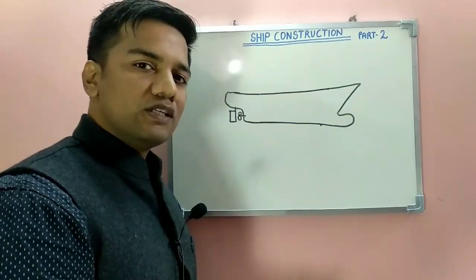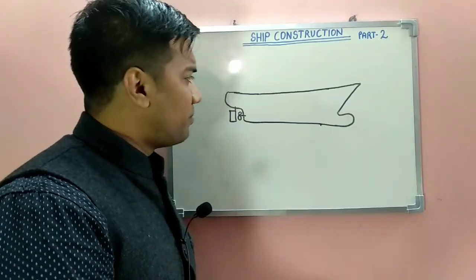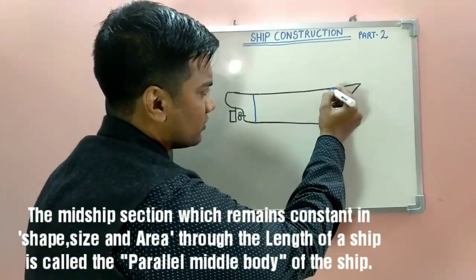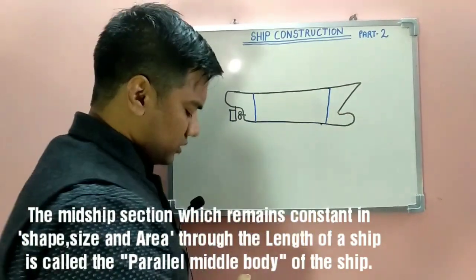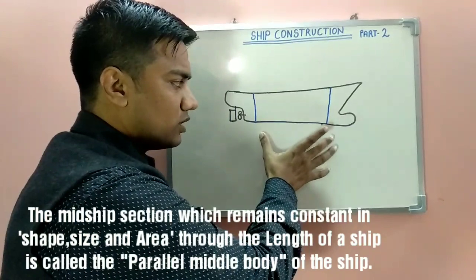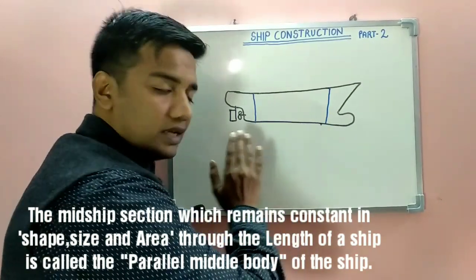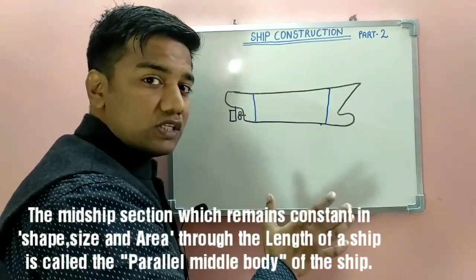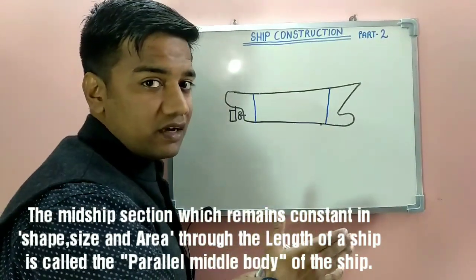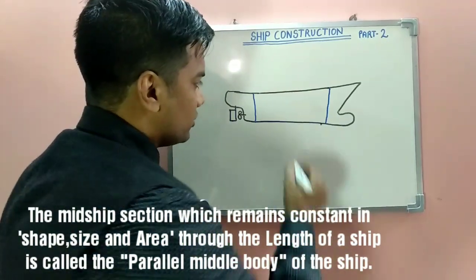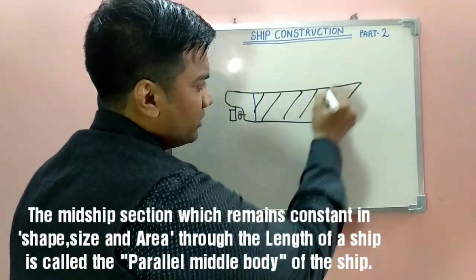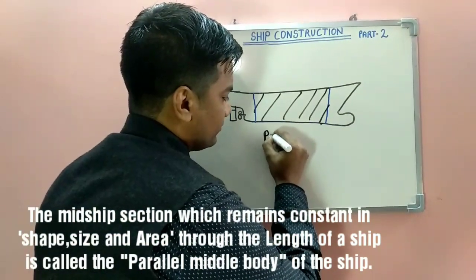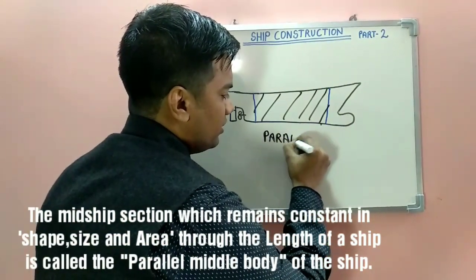The first and foremost is your parallel middle body. Now parallel middle body is this section, as you can see over here. It is the section in the longitudinal or the lengthwise direction of the ship, the midship section, which remains constant in shape as well as in area. So that is your parallel middle body. This section, which remains constant in your shape and area, is your parallel middle body.